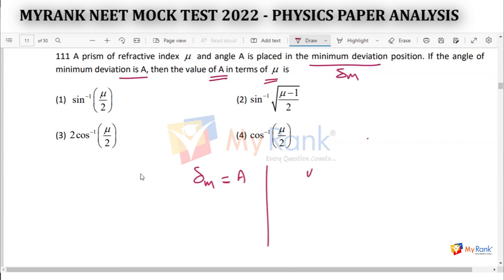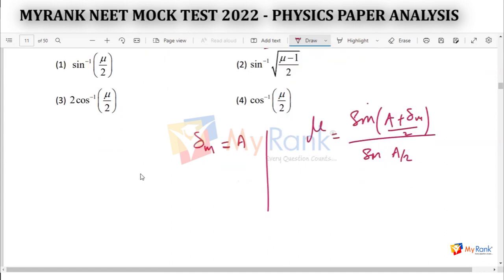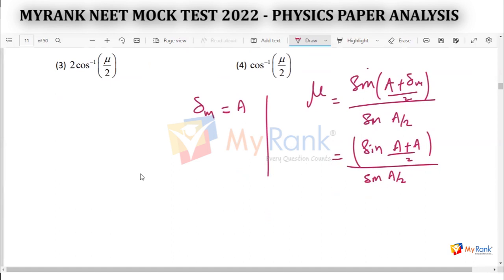So let me write the formula. First, in case of a prism, refractive index is nothing but sine of (A plus minimum deviation) by 2, whole divided by sine A by 2. It's this straight formula we have. So in this case, mu can be written like this. Minimum deviation is also given as A. So we get sine 2A by 2, that is sine A, divided by sine A by 2, is mu.